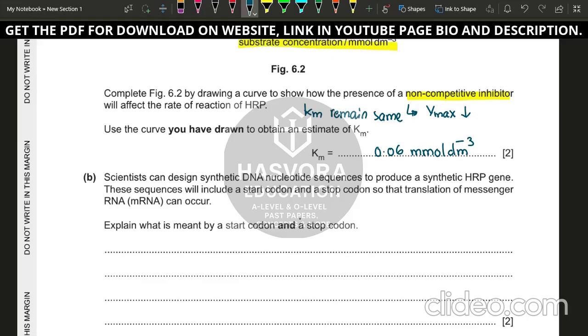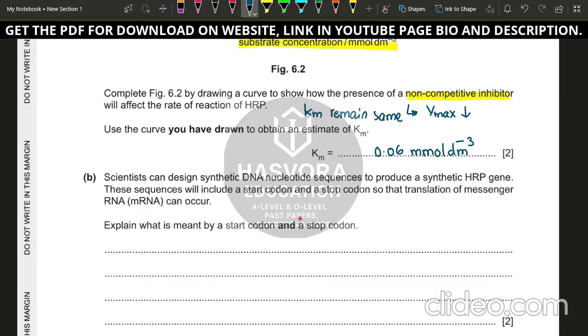Now scientists can design synthetic DNA nucleotide sequences to produce a synthetic HRP gene. These sequences will include a start codon and a stop codon, so that the translation of the messenger RNA can occur. Explain what is meant by the start codon and stop codon. So the start codon is actually the first triplet of nucleotides which starts the translation, or you can say it is translated to the methionine amino acid, and it starts the elongation of the chain.